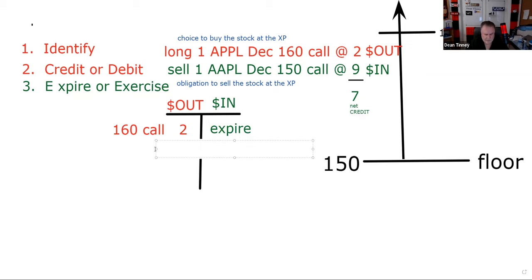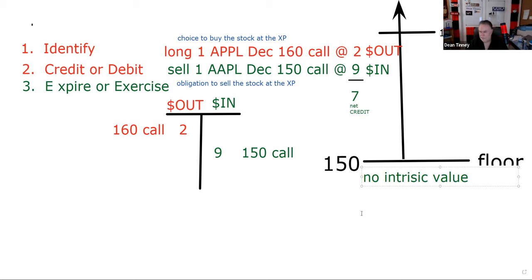I think you'd be kind of a jerk, by the way. He said, well, Dean, had I done the naked calls, I would have made 9 instead of 7. I said, yeah, but you would have been taking all kinds of risk. Don't be a dumb bear. By the way, if the stock is 90 or lower, there's our 4, no intrinsic value.